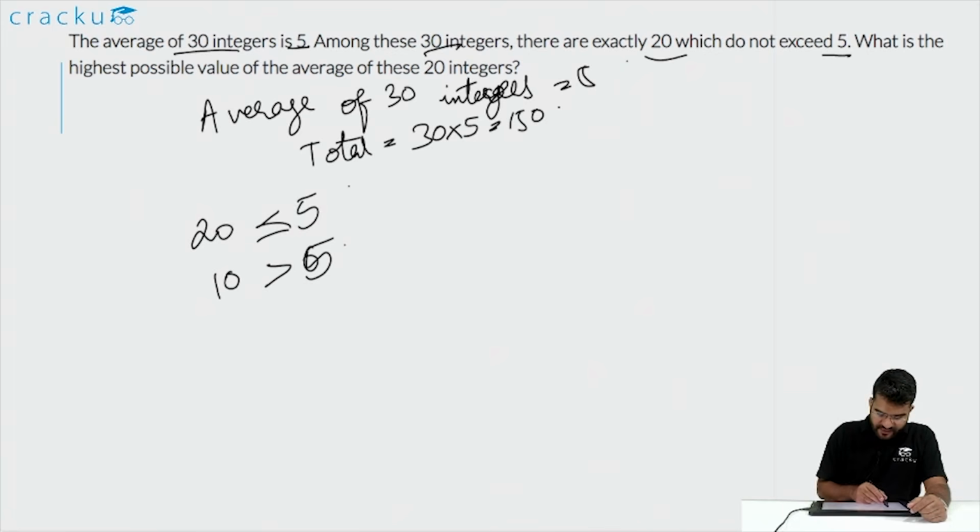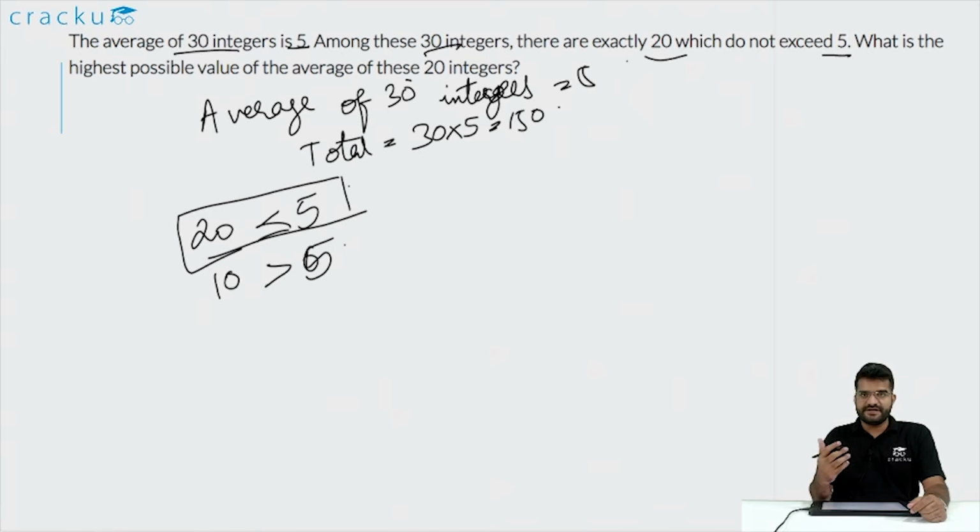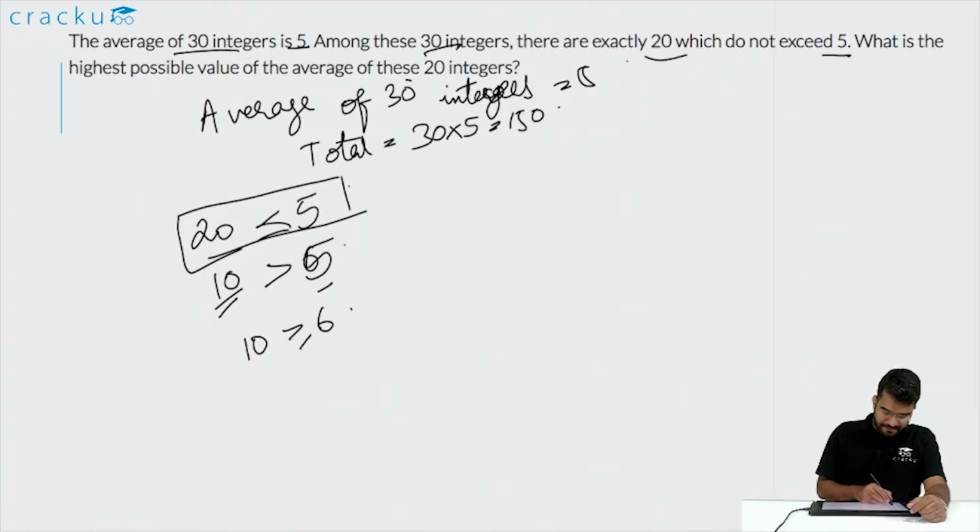Now, what is the highest possible value of the average of these 20 integers? We will find out the highest possible sum of these 20 integers and then we will take it forward. Because these 10 integers are greater than 5, all of them are greater than or equal to 6. So, in order to maximize the sum of these 20 integers, we have to minimize the sum of the other 10 integers. Why? Because the sum of these 20 and these 10 integers is constant. We already know that it is 150.